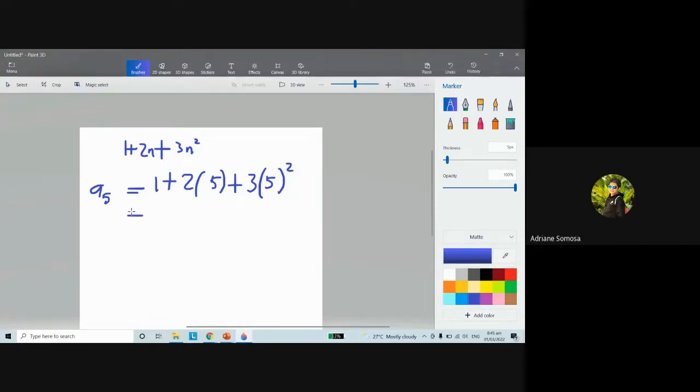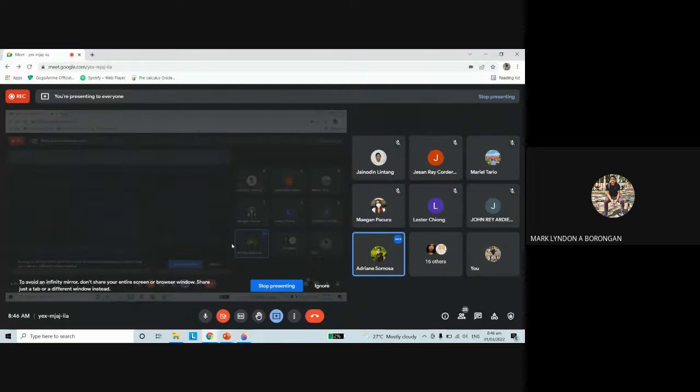Then, what's next? 1 plus 10, plus 3, opening and closing parenthesis, 25. 25. Very good. Total is 11 plus 75. 75. That's a lot. If we add that, 86. 86. Very good. So, that is how we find the fifth term.